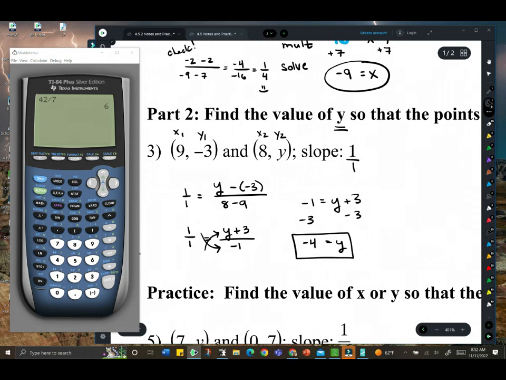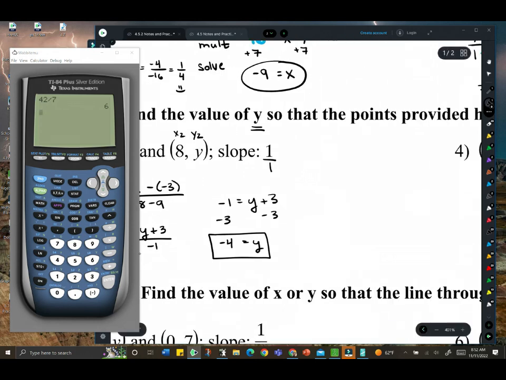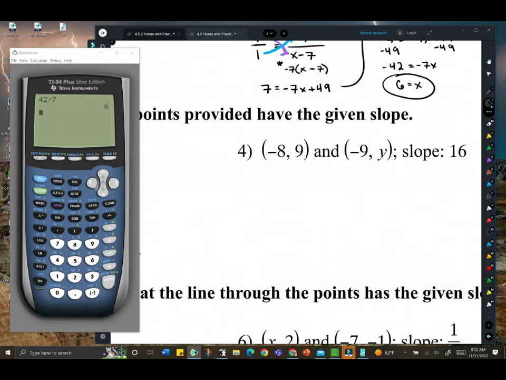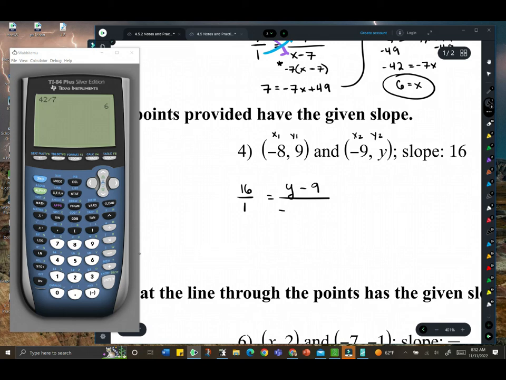If you want to go ahead and try the next one and check your work, that'd be great. I will go into it here as well, setting up once again for you. So label everything. Very important step. And we're going to have negative, or just positive 16 over 1 is equal to y minus 9 all over negative 9 minus negative 8, which is really just 16 is equal to y minus 9 all over negative 1.